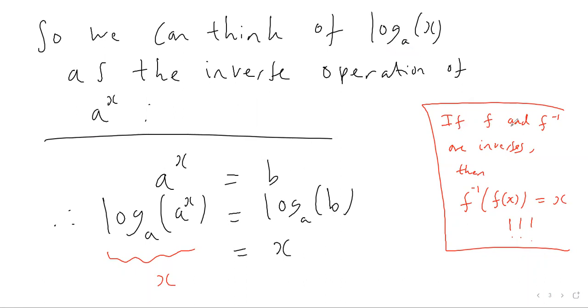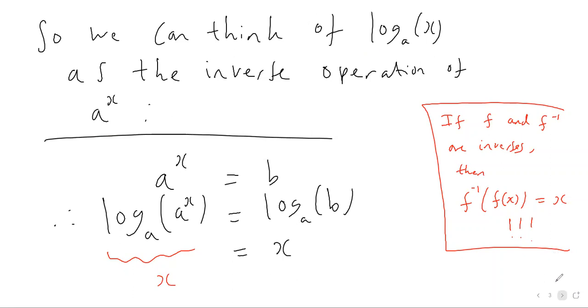Because remember from our work on inverse functions, if f and f minus 1 are inverse functions, then when you apply the inverse to f of x, you get x. So when we apply this log function onto this exponential function, we get x. So you can think about these exponential operations and these logarithmic operations as inverses.